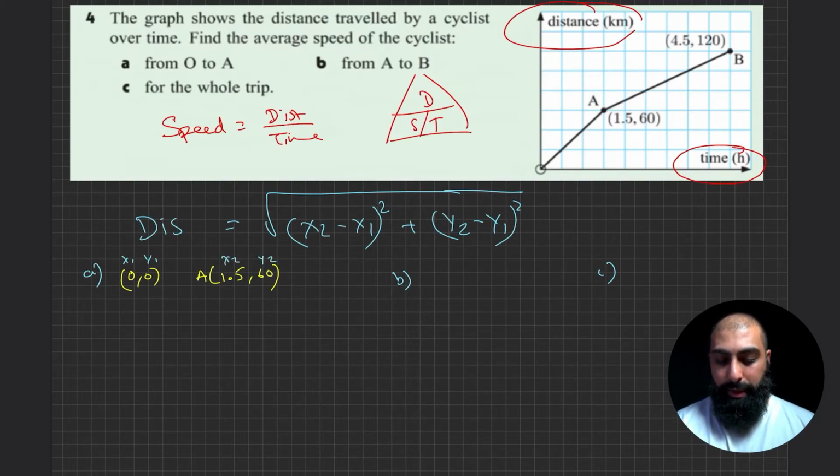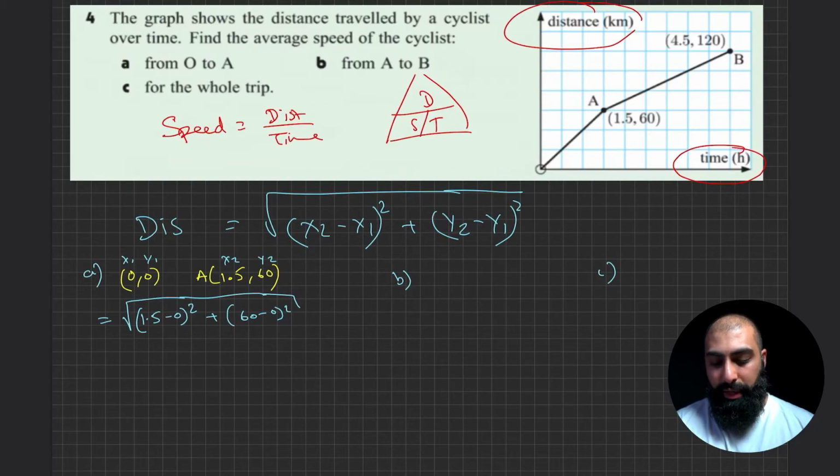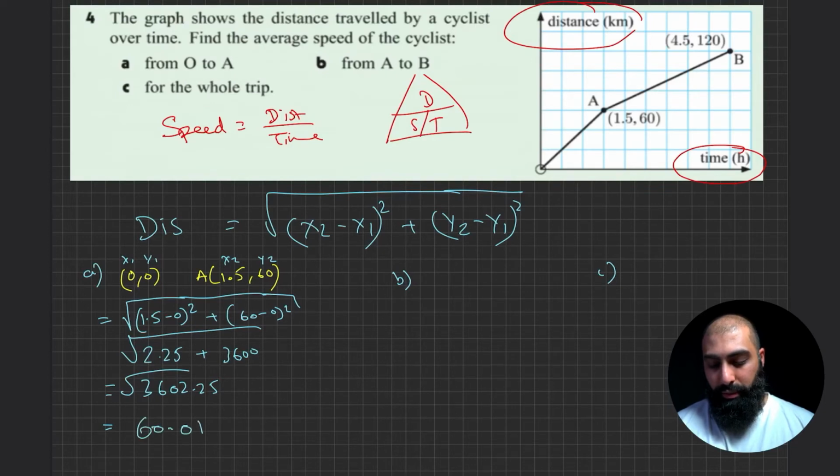So we have distance is equal to the square root of (x2, 1.5 minus 0) squared plus (60 minus 0) squared, the whole thing square rooted. So it's going to be 1.5 squared, which is 2.25, and 60 minus 0 squared, which is 3,600. I need to square root the whole lot. So the square root of 3,600 and 2.25 is about 60.01 kilometers. That's the distance between point O and A. The distance between OA is about 60 kilometers.